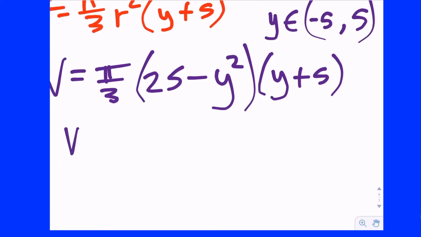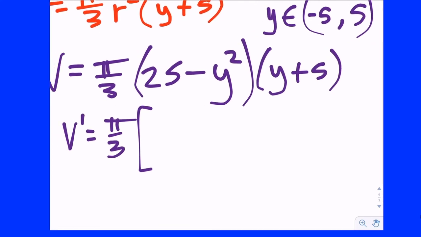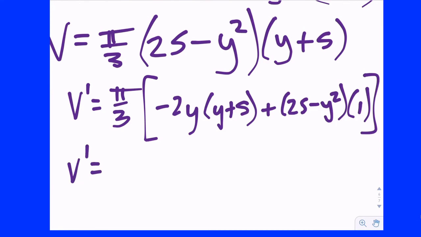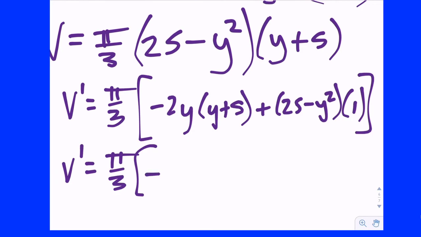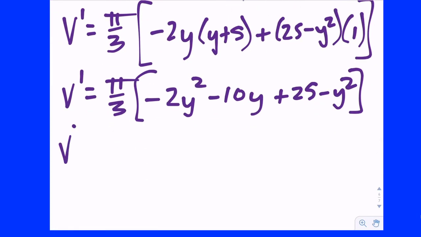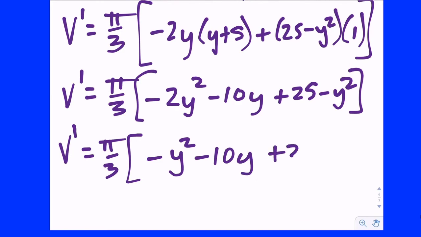So let's take the derivative. I'm going to use the product rule, and I'm going to leave pi thirds just kind of hanging out there. All right, so here we go. We get negative 2y times y plus 5, plus 25 minus y squared times 1. I'm trying to factor it because I want to set it equal to 0. Nothing in common, so I'm just going to distribute. Negative 2y squared minus 10y plus 25 minus y squared. We're just rewriting everything down, pi thirds still hanging around out there. So we're going to get negative y squared minus 10y plus 25.